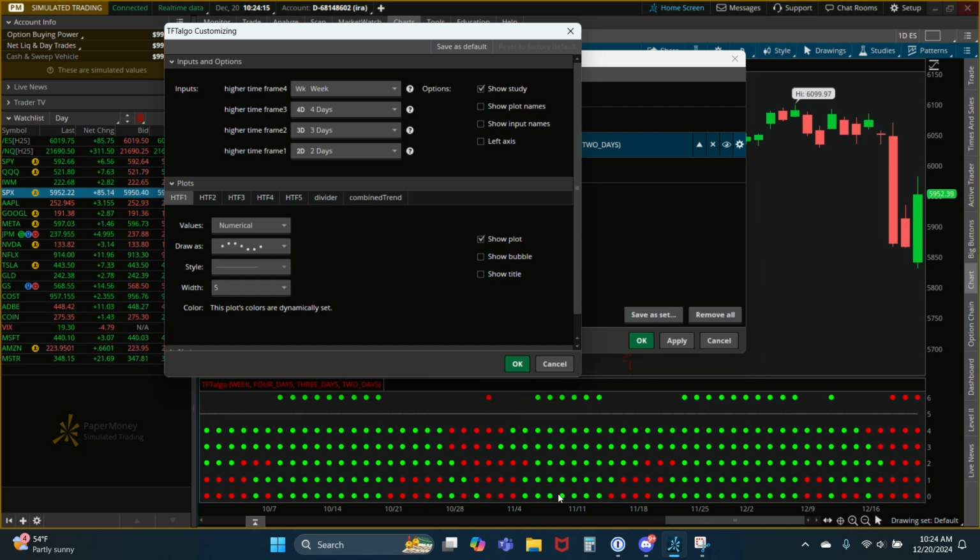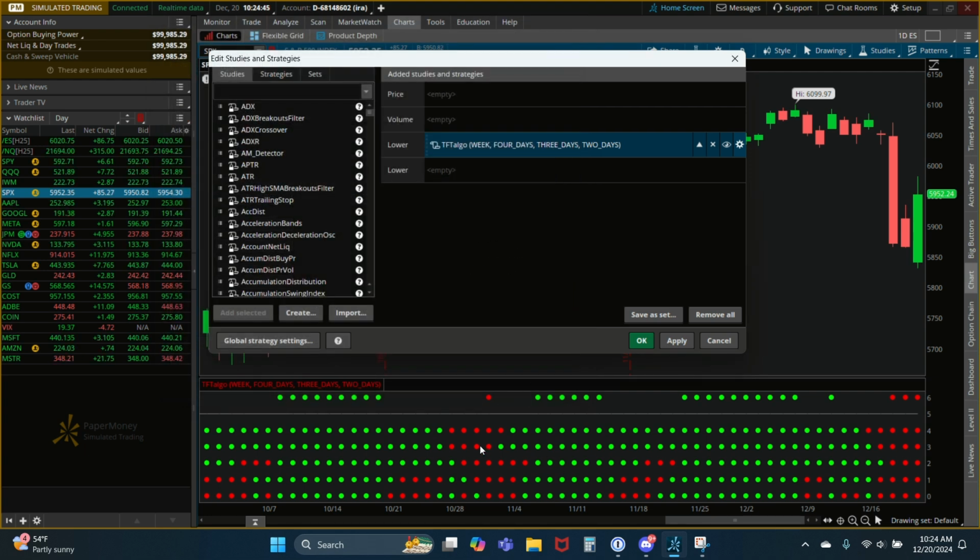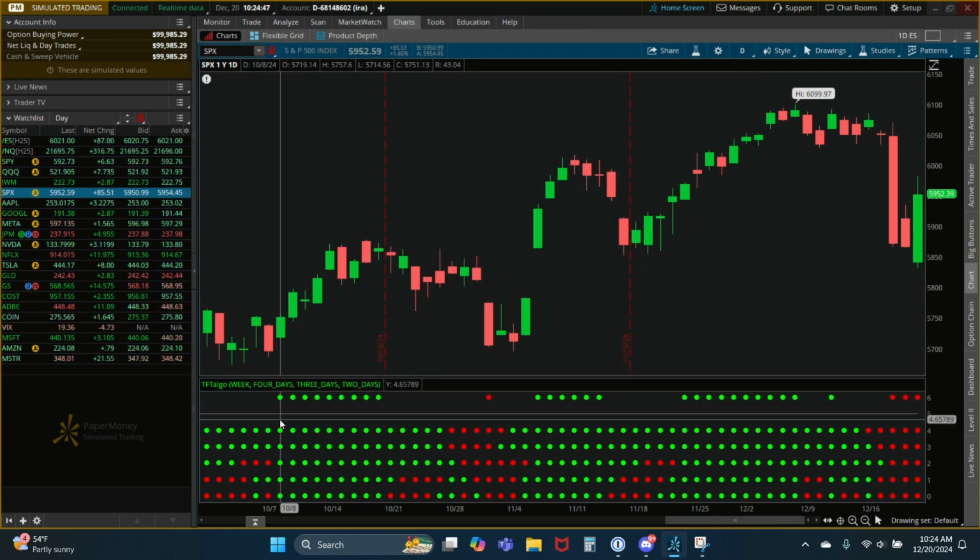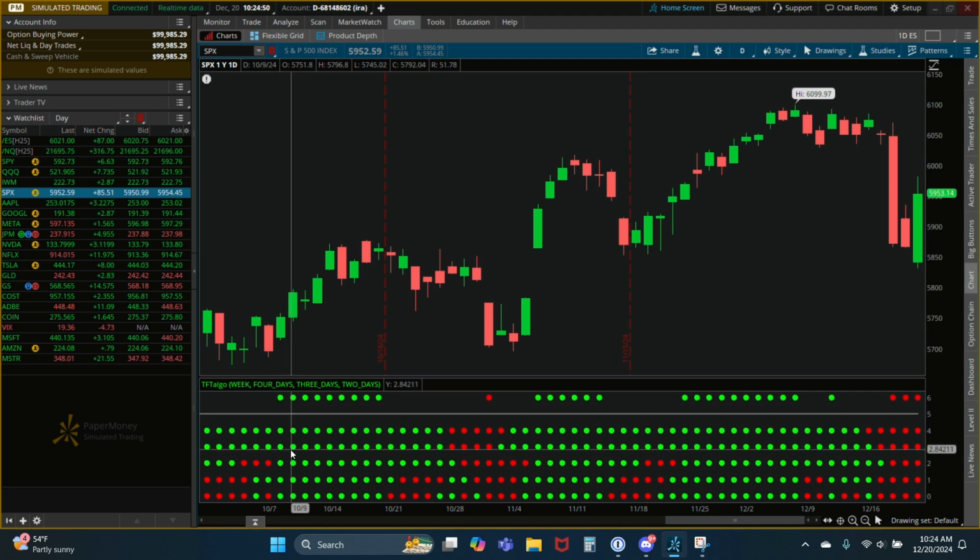So this bottom row is the trend on the daily chart. And as we go up in rows, each one represents a progressively higher time frame. The fourth row from the bottom is the trend on the 2 day chart. The one above that is the trend on the 3 day chart. The next one is the 4 day chart. And then this final top row right here is the trend on the weekly chart. So we can see that we've got 5 different levels of time frame on which the indicator is detecting a trend.